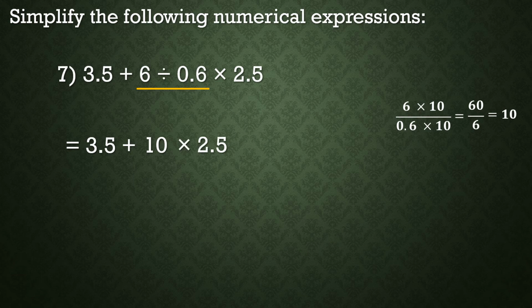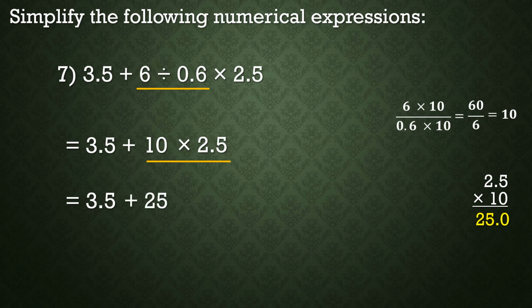Now we have 3.5 plus 10 multiplied by 2.5. Now tell me, according to DMAS, what we have to solve first? Addition or multiplication? Yes, multiplication. So do the multiplication. 2.5 multiplied by 10. And we know that any decimal number multiplied by 10, the decimal point shifts one place to the right. So we get 25. First, write 3.5 as it is, and after multiplication, we get 25. So write down plus 25. Now we have 3.5 plus 25. Do the addition. If we add 3.5 plus 25, we get 28.5.